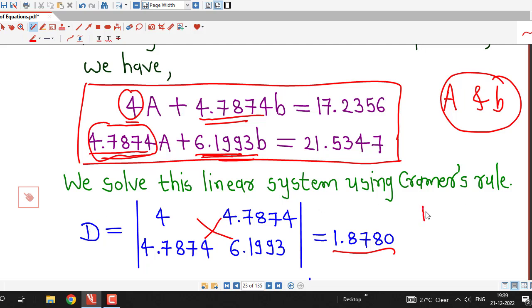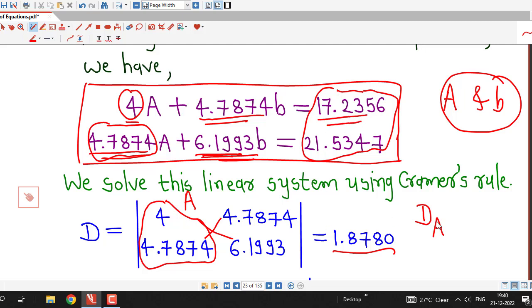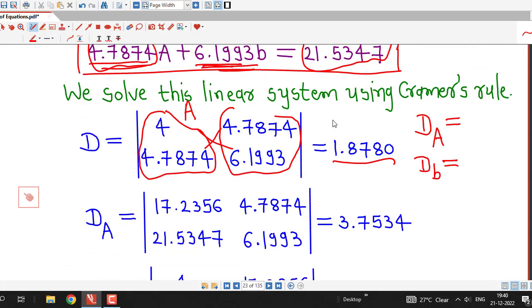Now we find out determinant corresponding to this unknown capital A. So for that determinant we replace this column which corresponds to this unknown A. This column is replaced by these constants, and we obtain value of D suffix A. Similarly, we find out another determinant corresponding to small b. In that case, to write down this determinant, we replace this column corresponding to small b by this column. So that I have calculated here.